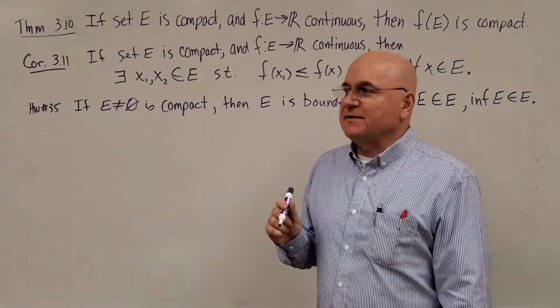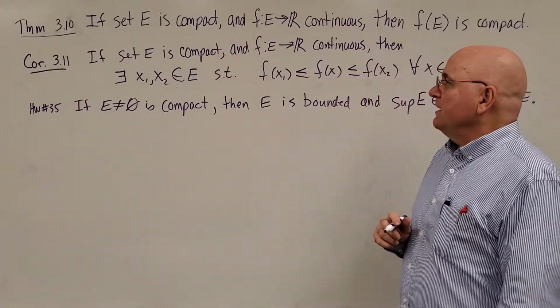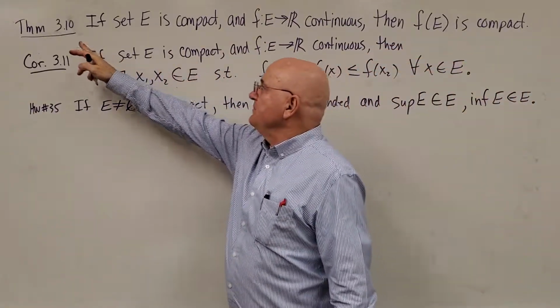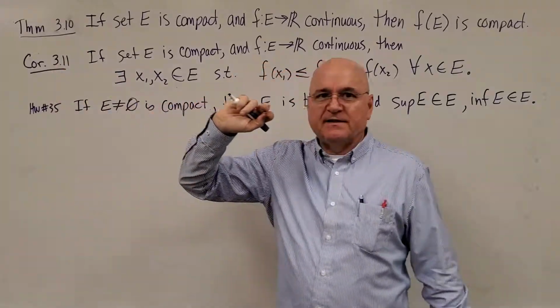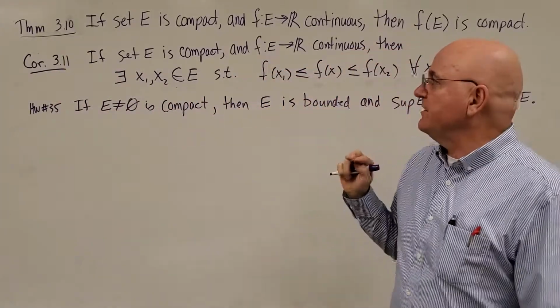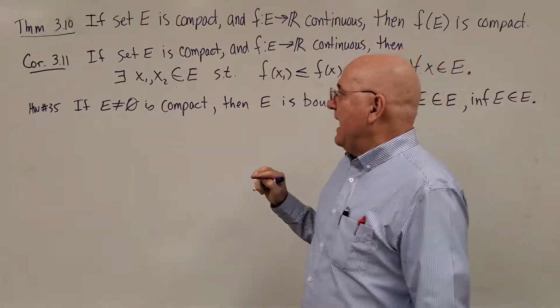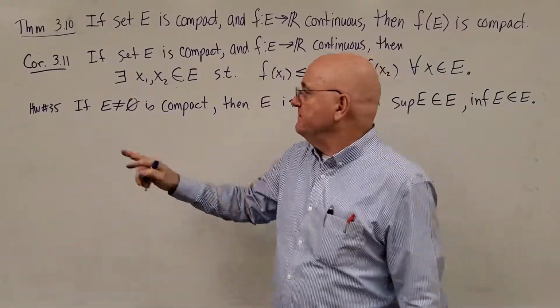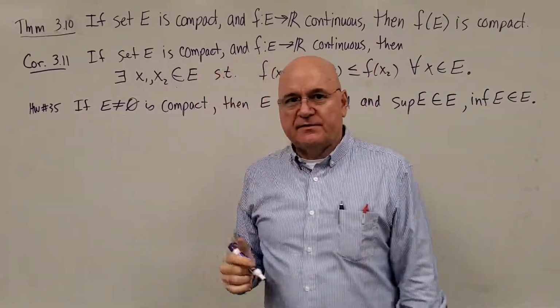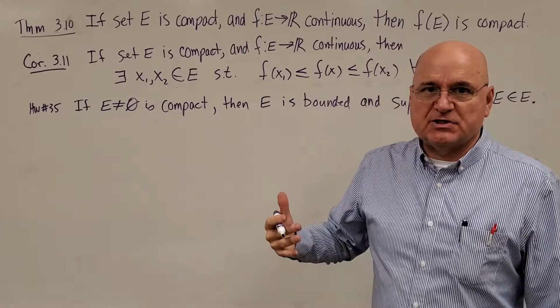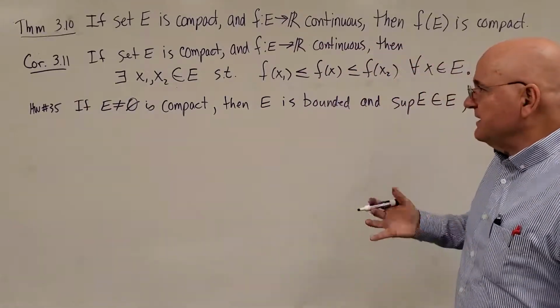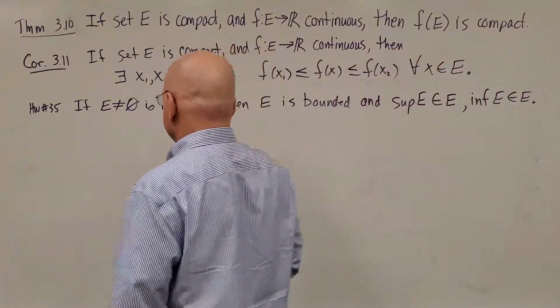Okay, I'm going to give you a little bit of a break here. We've already proved Theorem 310 and Corollary 311, and in the proof of Corollary 311, I used homework number 35 kind of as justification in the proof. So let's do number 35.